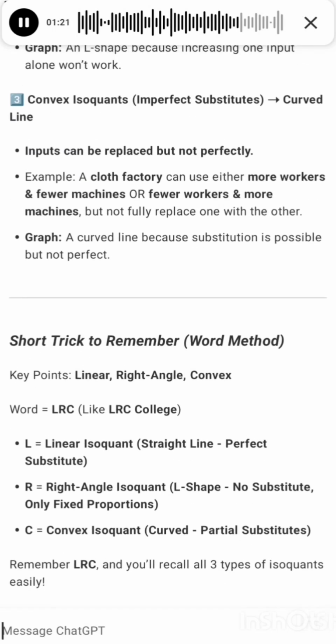Short trick to remember: word method. Key points: linear, right angle, convex. Word: LRC, like LRC College. L equals linear isoquant, straight line, perfect substitute. R equals right angle isoquant, L shape, no substitute, only fixed proportions. C equals convex isoquant, curved, partial substitutes. Remember LRC and you'll recall all 3 types of isoquants easily.